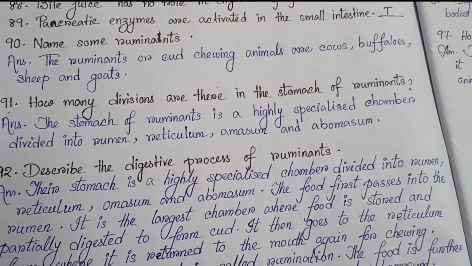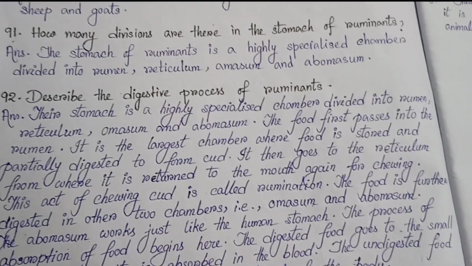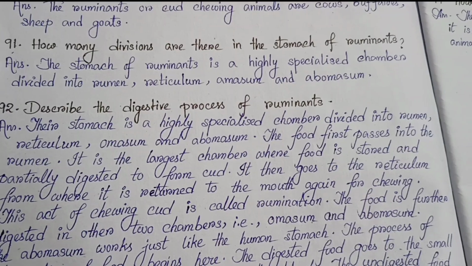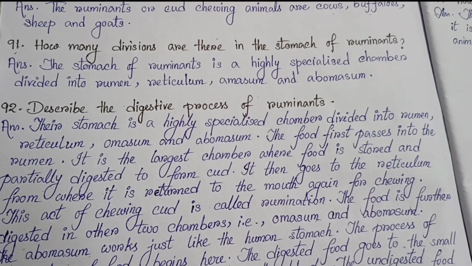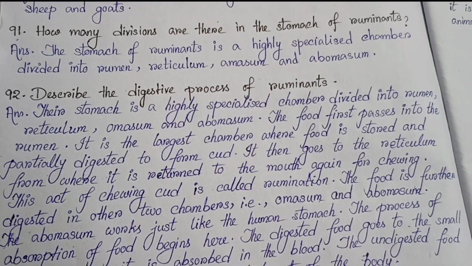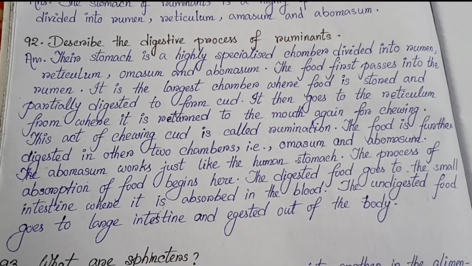90. Name some ruminants. The ruminants, or cud chewing animals, are cows, buffaloes, sheep, and goats. 91. How many divisions are there in the stomach of ruminants? The stomach of ruminants is a highly specialized chamber divided into rumen, reticulum, omasum, and abomasum.